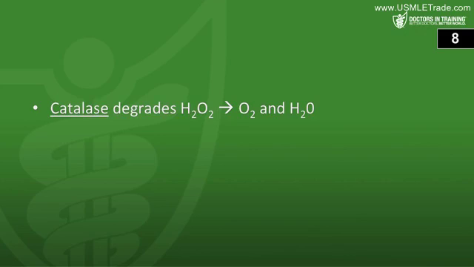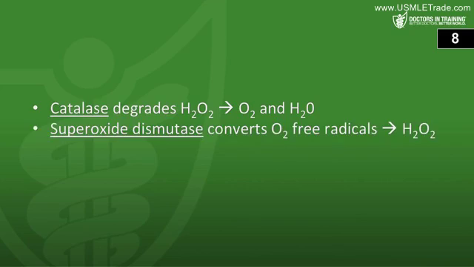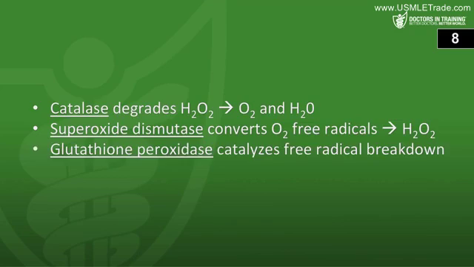Next, what cellular enzymes are responsible for handling oxygen-free radicals? So we went over this a couple times. Remember, it's peroxisomes that contain things like catalase, which is an enzyme that degrades hydrogen peroxide to O2 and water. Remember superoxide dismutase. That's going to be a similar thing. It's going to convert oxygen-free radicals to hydrogen peroxide. And then glutathione peroxidase catalyzes free radical breakdown as well.